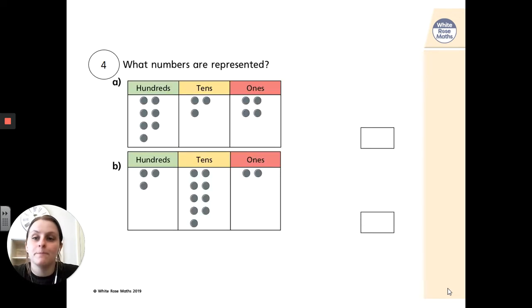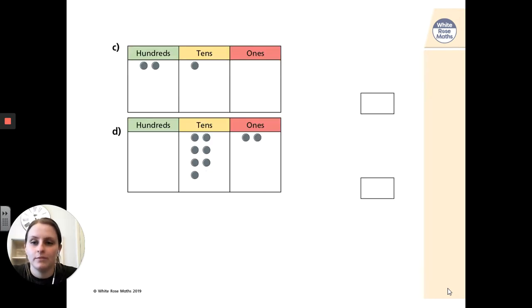Okay, question 4 then. So what numbers are represented here? So in A, how many hundreds, how many tens, and how many ones? Then write your number on your sheet. Make sure you've got the right amount of digits. Pause again so that you can have a go at both A and B. Okay, same thing. So you're writing down what number is being represented. Think carefully about this. You've got hundreds, tens, and ones. How will you write that down as a number in numerals?